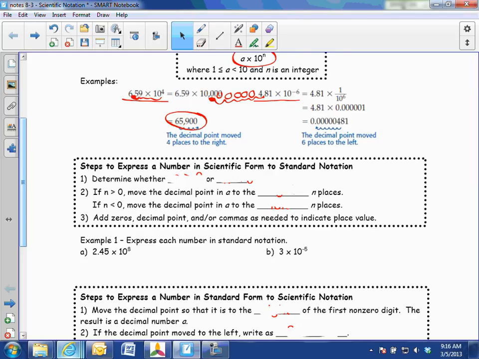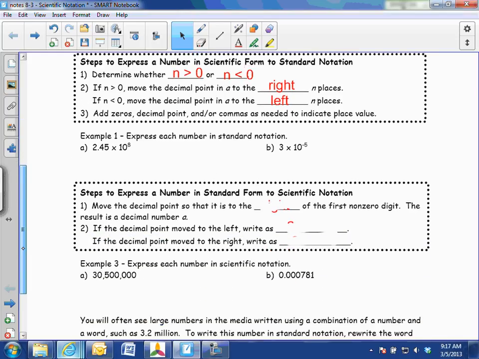First, we figure out if n is greater than 0 or less than 0, meaning whether it's positive or negative. Which way are we going to move the decimal place? Positive, it's to the right; negative, it's to the left. So if n is greater than 0, it's positive, then we move to the right. And if it's less than 0, negative, we move to the left. Then step 3 is to add our zeros in the gaps, put our decimal place, and put the commas wherever they belong.